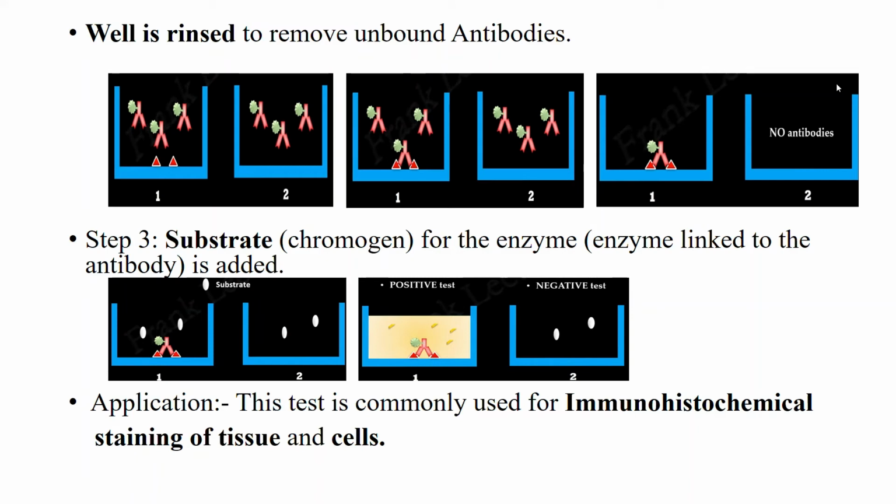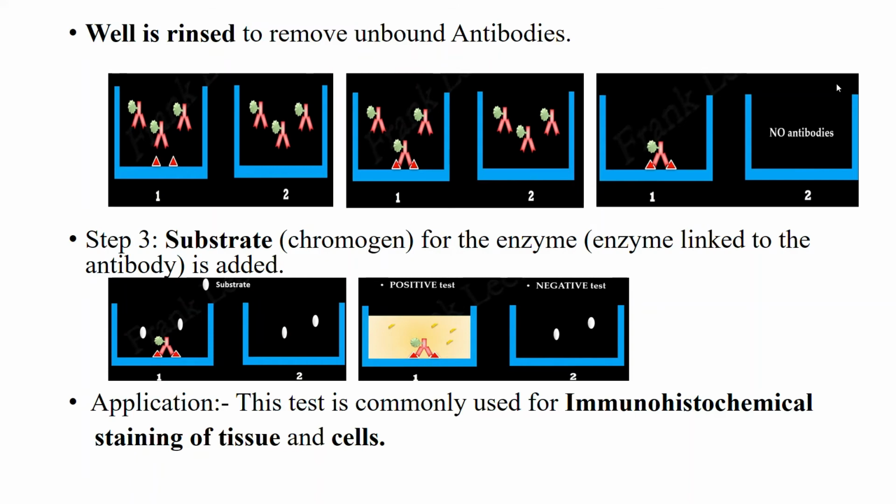Hence, if you look at the last picture, you can notice the complex formed by the enzyme conjugated antibodies with the specific antigens. And if you look at the second well, there is no complex formed. Hence, there is no specific antigen present in the serum sample.